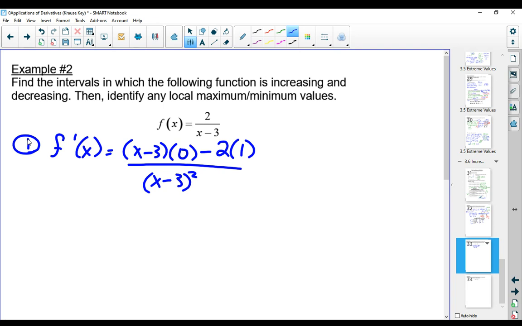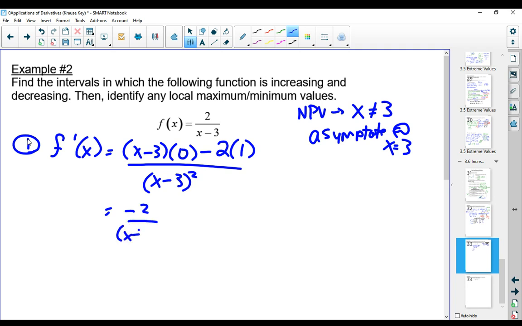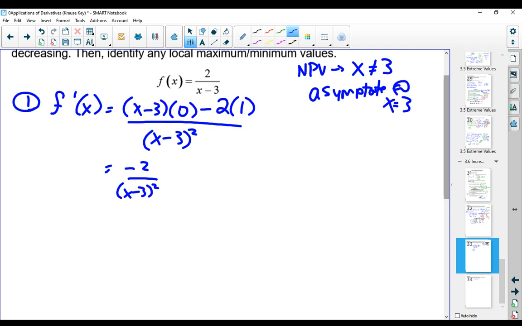Now it's important to note I have a rational function here, so I am going to have an undefined value: x can't be 3. In other words, I'm going to have an asymptote at x equals 3. So that's going to be one of my critical points. And so if I continue to simplify here, x minus 3 times 0 is 0, so we have negative 2 over x minus 3 squared. So I've got an asymptote at x equals 3.